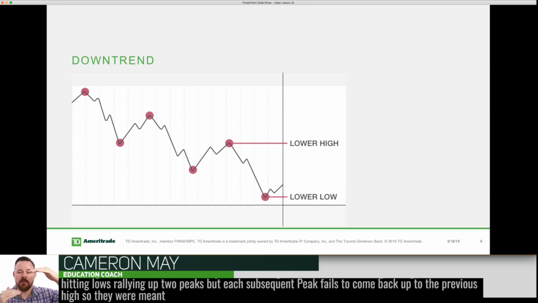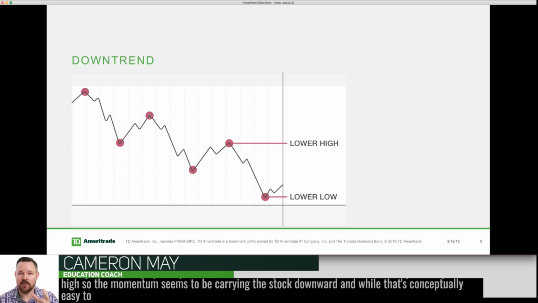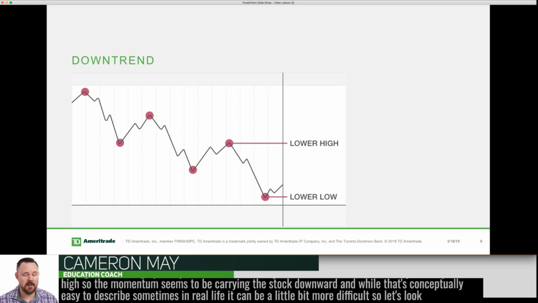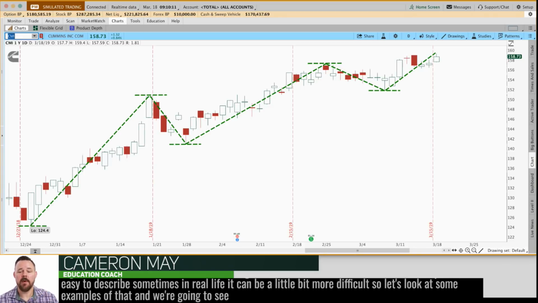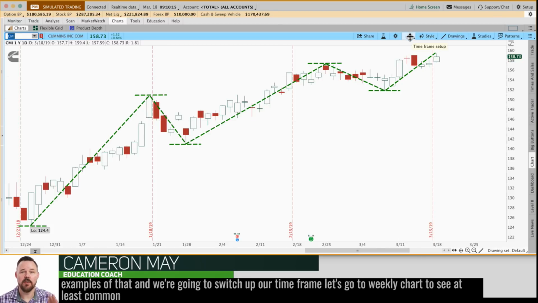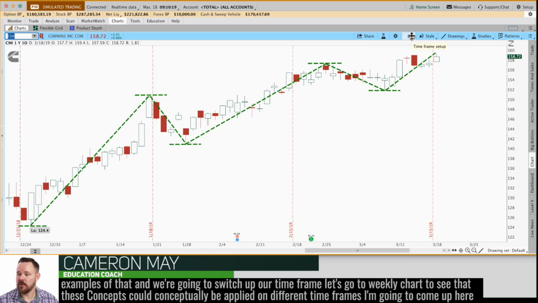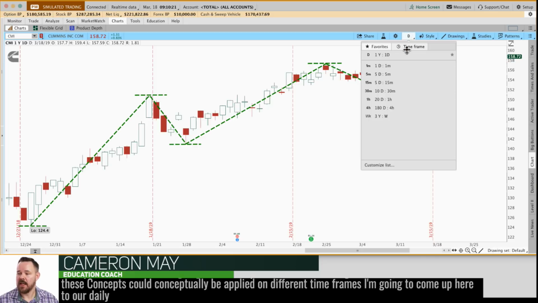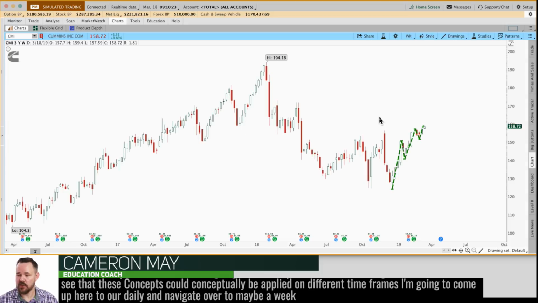So the momentum seems to be carrying the stock downward, and while that's conceptually easy to describe, sometimes in real life it can be a little bit more difficult. So let's look at some examples of that, and we're going to switch up our time frames here. Let's go to a weekly chart to see that these concepts could conceptually be applied on different time frames. I'm going to come up here to our daily, and navigate over to maybe a weekly chart. And how about we switch to Northrop?